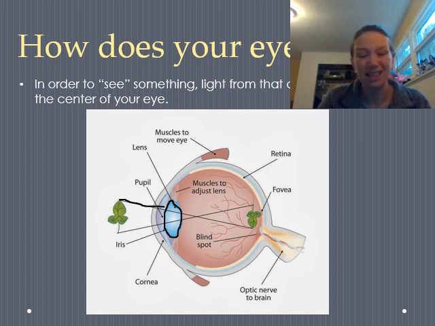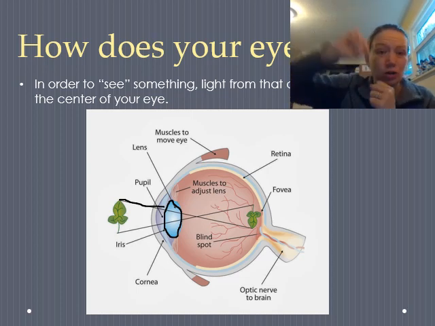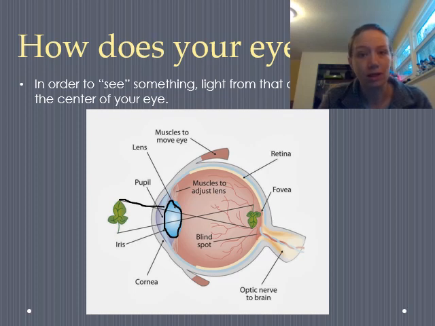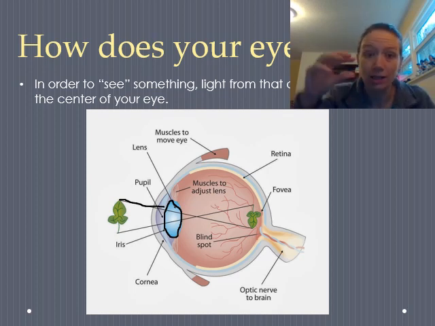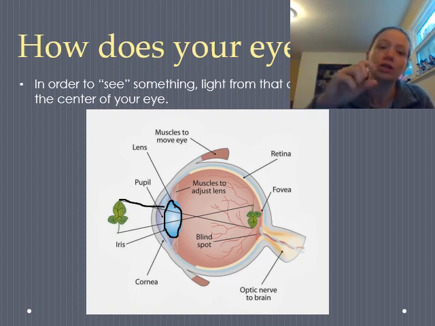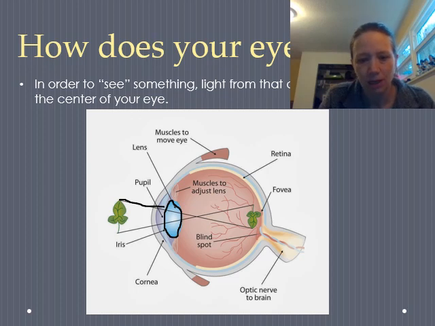The cool thing about the lens in your eye is it's actually adjustable. So unlike the lens in your glasses that are stuck at a certain curvature and a certain thickness, in your eye there are muscles that can stretch it or shrink it, which allows you to focus on things at different distances. So when you want to see something really close to your eye, it's going to be squished in a certain direction. And then when you want to see something far away, it's going to stretch out in the other direction. So that light goes through the lens in your eye, and then it comes together at the back of your eye, on a tissue known as the retina.